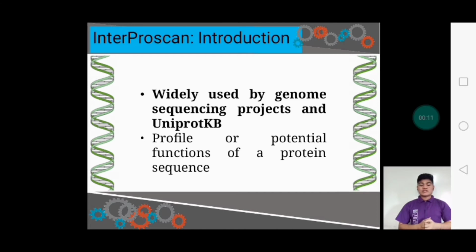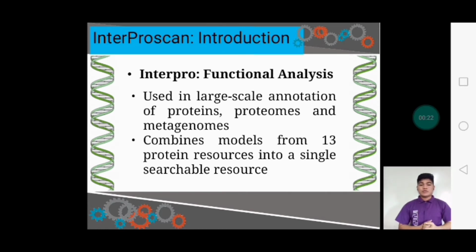InterProScan is also extensively used by genome sequencing projects and the UniProt Knowledgebase to obtain the first pass of the potential function of protein sequences. InterProScan is also used in large-scale annotation of proteins, proteomes, and metagenomes. It also combines models from 13 protein resources into a single searchable resource, like what I said a while ago.